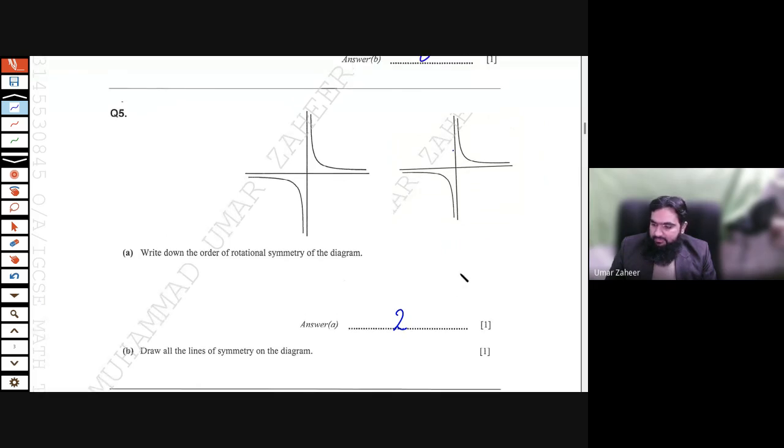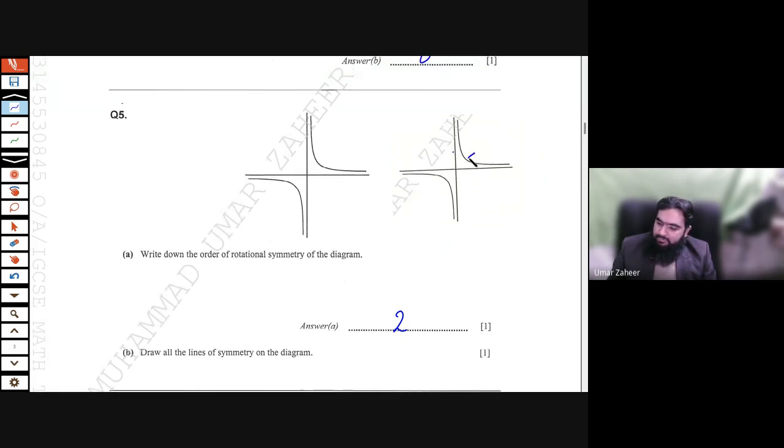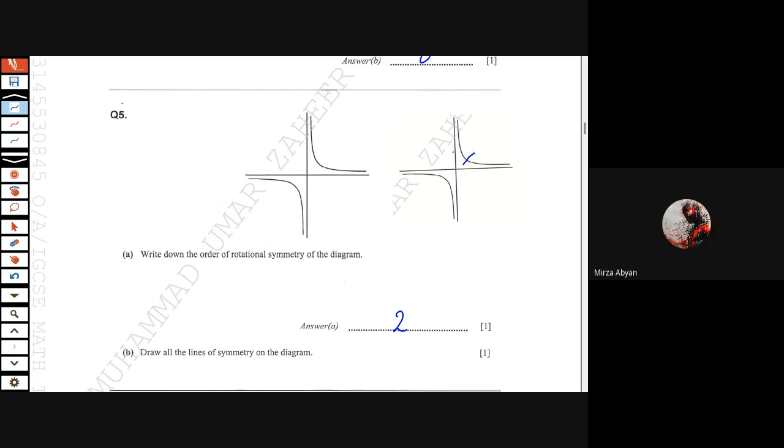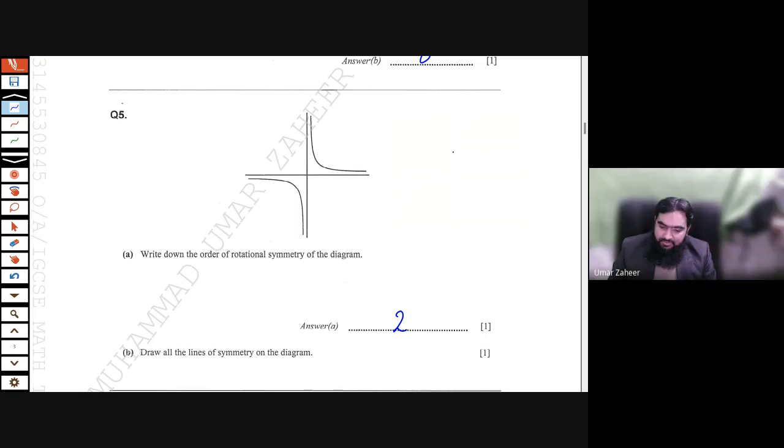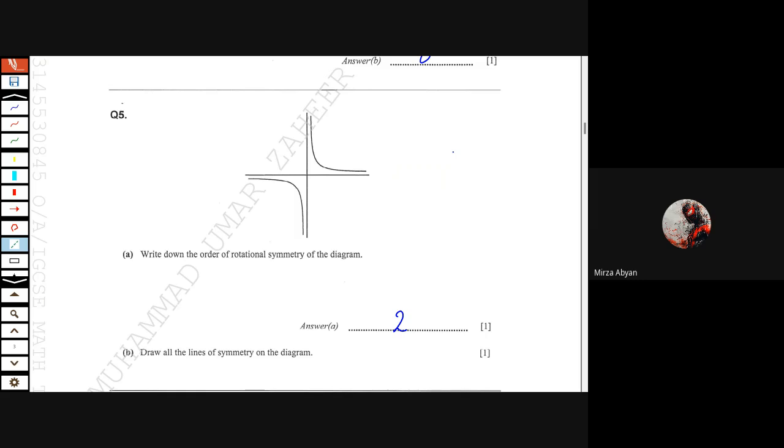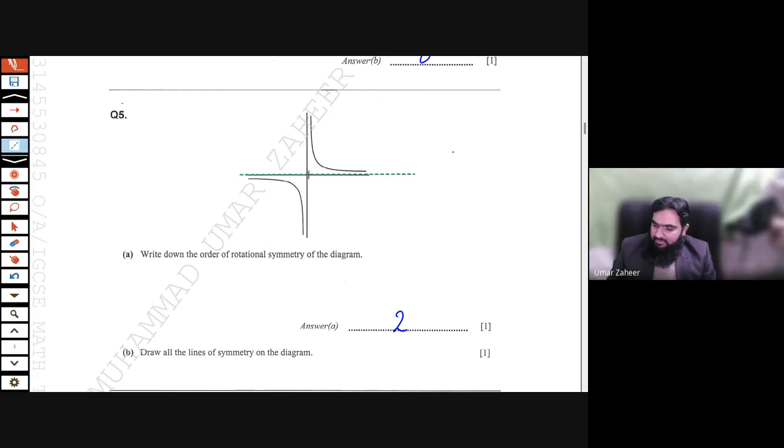How many lines of symmetry on this diagram? Will it only be 1? Is 1 a vertical line or a horizontal line? Sir, horizontal line. Sorry, vertical. To make a vertical line, that's the same situation. Look at here, on one side you have a pattern, on the other side you don't have it.